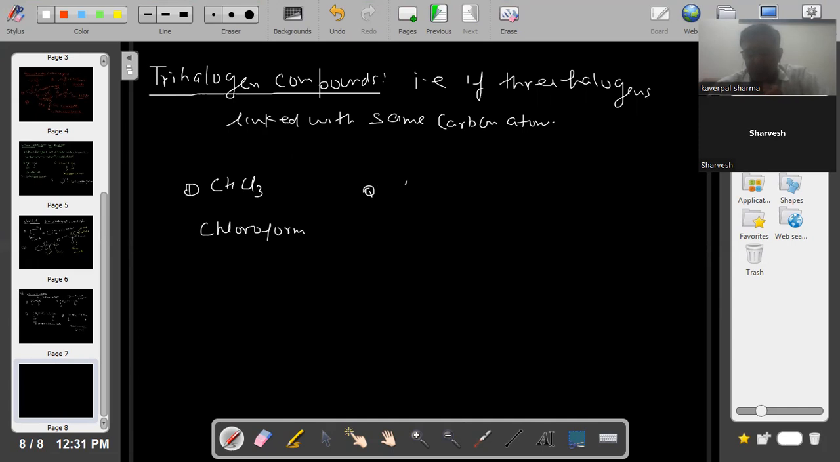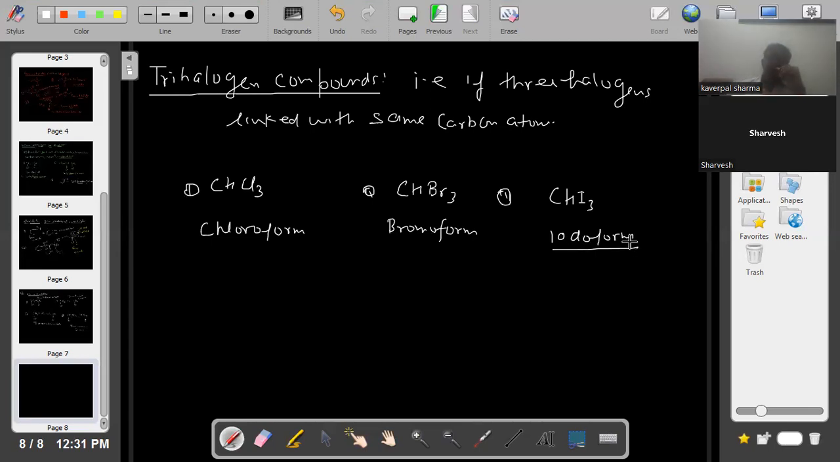Then CHBr3, called bromoform. You have to learn all of these. CHI3 means iodoform. That is a very common thing. Chloroform, bromoform, iodoform. These are the common names, if one carbon atom is linked with three halogens. So in such a case, you will say chloroform, bromoform, and iodoform. These are polyhalogen compounds, as I already defined.